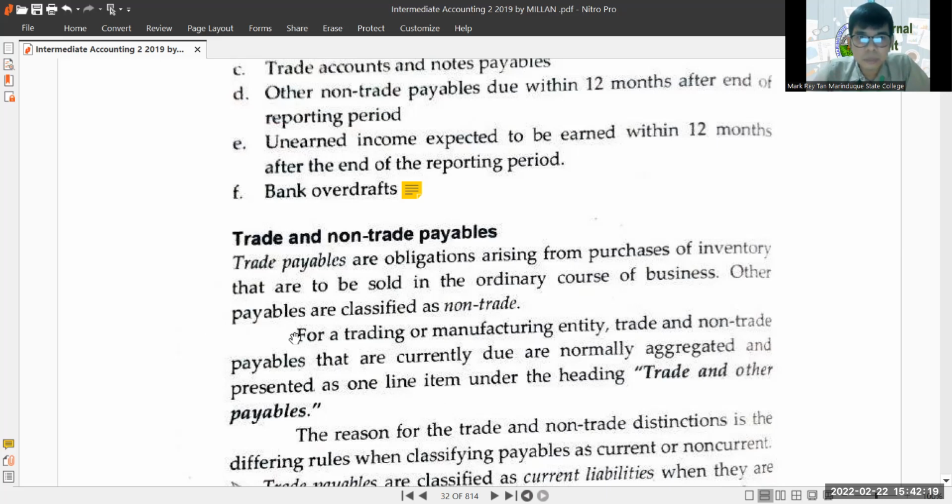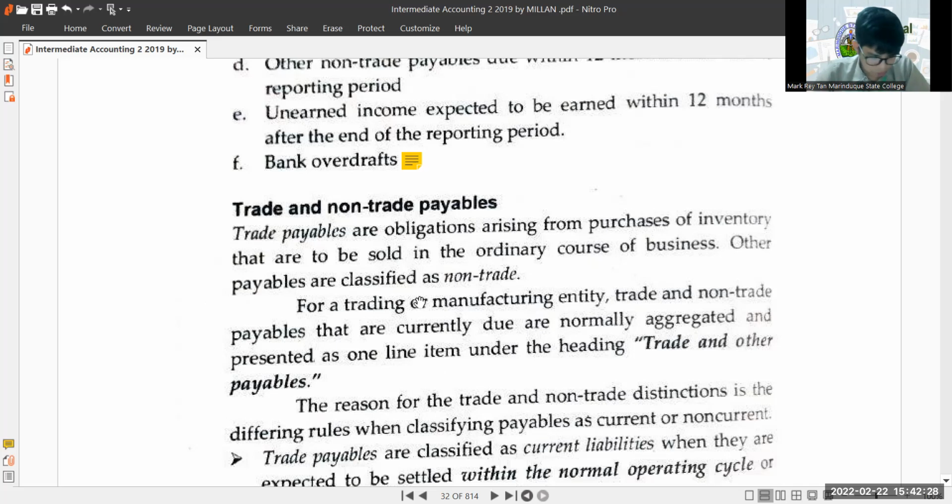Alright. Other payables are classified as non-trade. Okay? Basta may trade payables class, current liabilities yan. What else? Okay na yan. Sige, sa inyo na to.